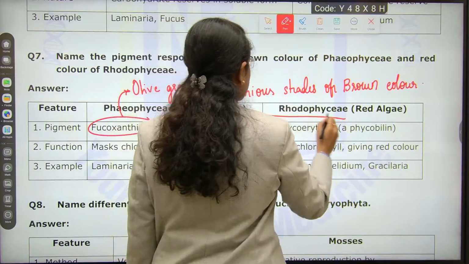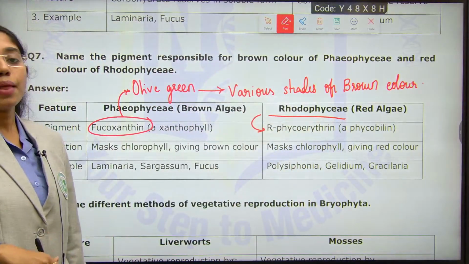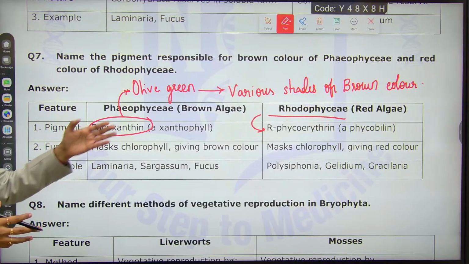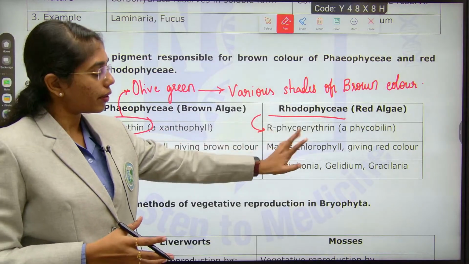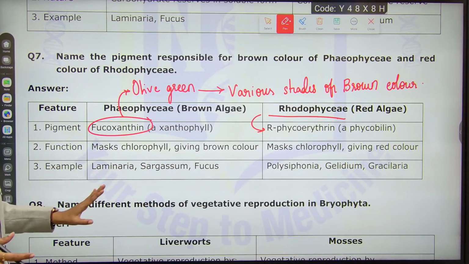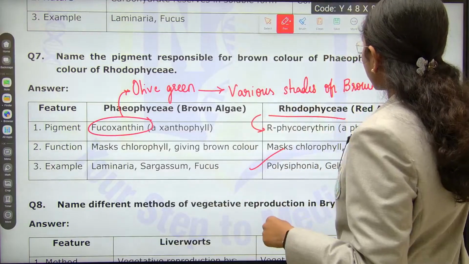And Rhodophyceae pigmentation is R-phycoerythrin, which is a phycobilin, that is water soluble pigment. Functions here, this masks chlorophyll giving brown color, and this masks chlorophyll giving what? Red color. Example, laminaria, sargassum and fucus. Rhodophyceae example, Polysiphonia, Gelidium and Gracilaria.